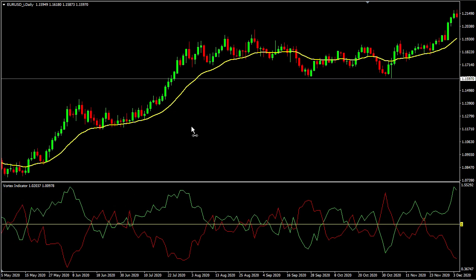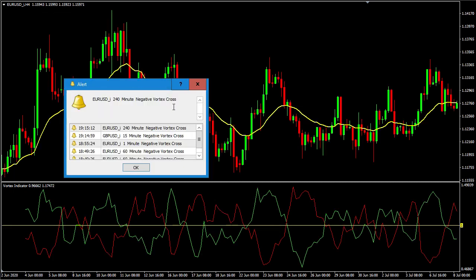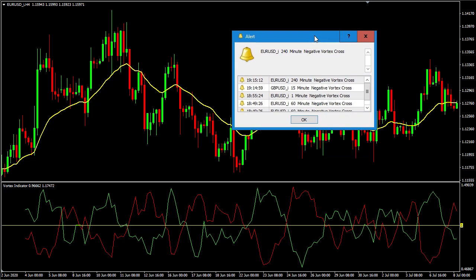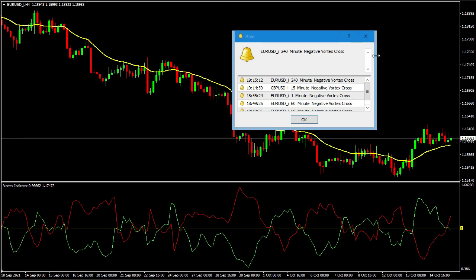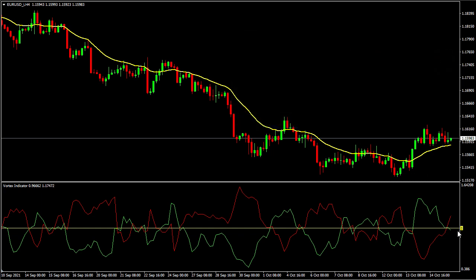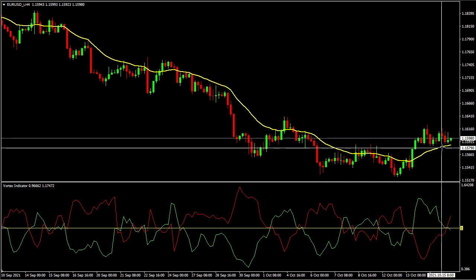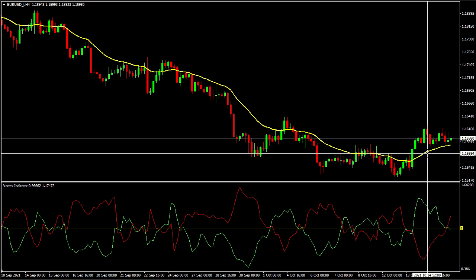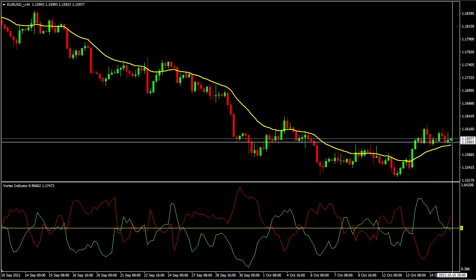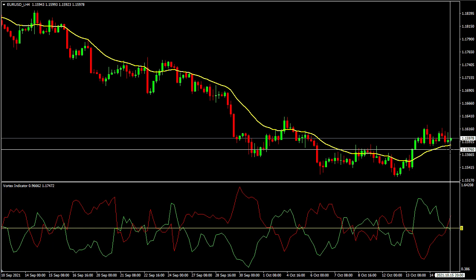Let's go to the lower time frame, the 4 hour. See how it's performing there, and you get a message here that 240 minutes, negative vortex cross. So here it is, there it is. See, negative vortex cross, you got this sell signal here, but the candles are above the 21 period moving average. When the candle goes below it, then you can sell.